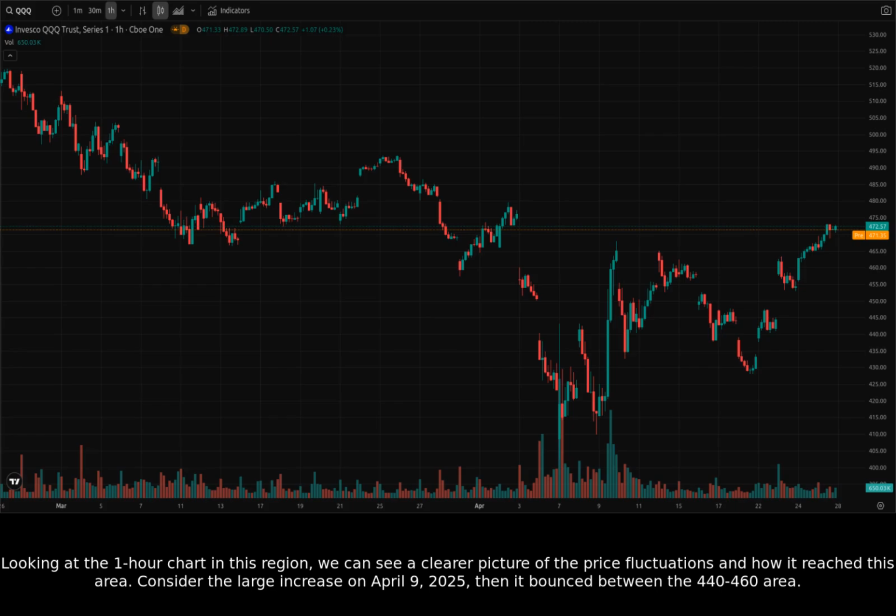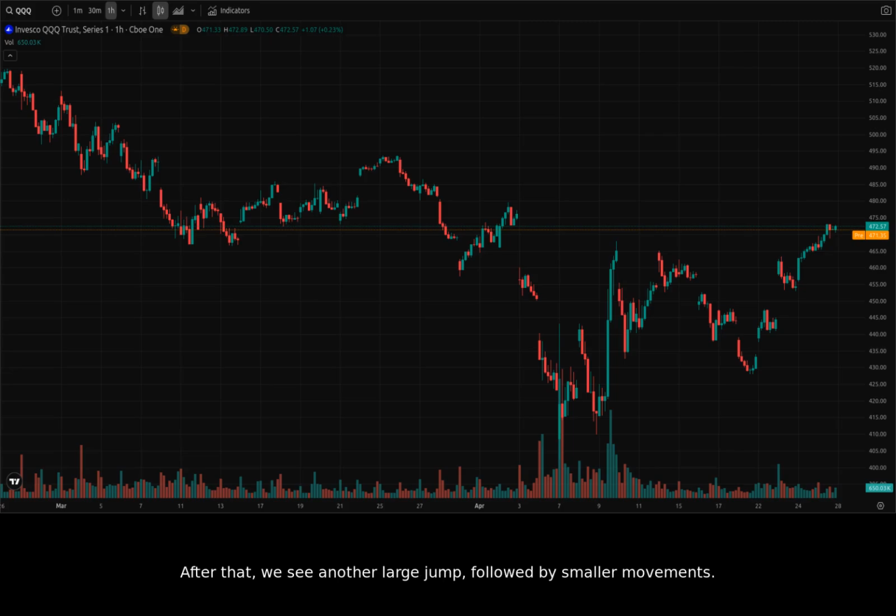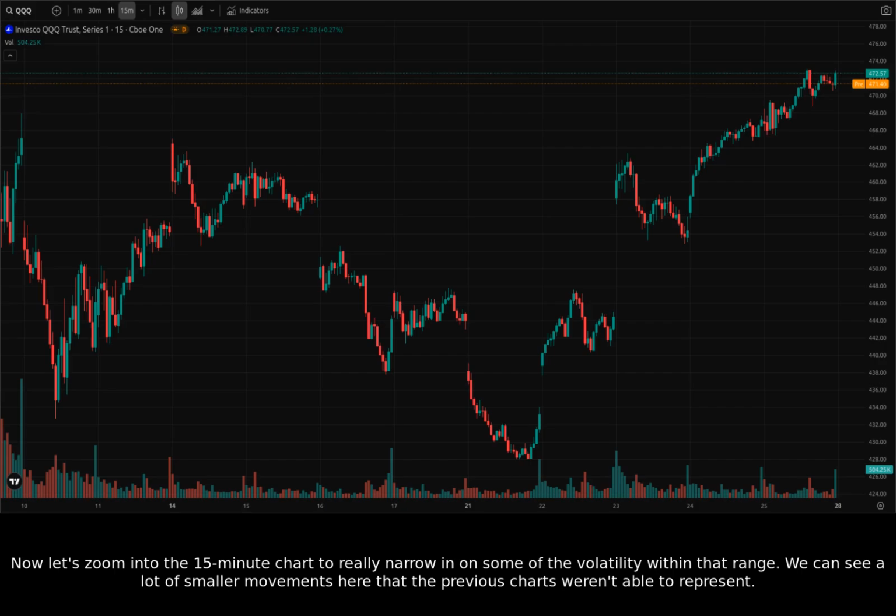Consider the large increase on April 9th, 2025, then it bounced between the 440 to 460 area. After that, we see another large jump, followed by smaller movements. Now let's zoom into the 15-minute chart to really narrow in on some of the volatility within that range. We can see a lot of smaller movements here that the previous charts weren't able to represent.